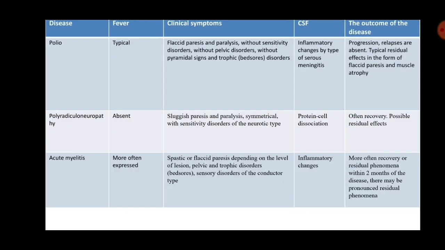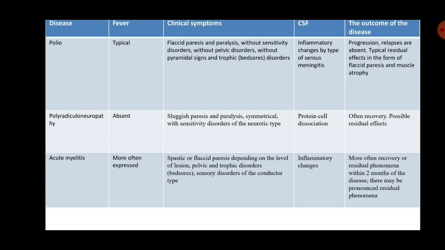Muscle atrophy with polio, radical neuropathy and acute myelitis. In polio, fever is typical and clinical symptoms include flaccid paresis and paralysis without sensitivity disorders, without pelvic disorders, without pyramidal signs and trophic disorders.